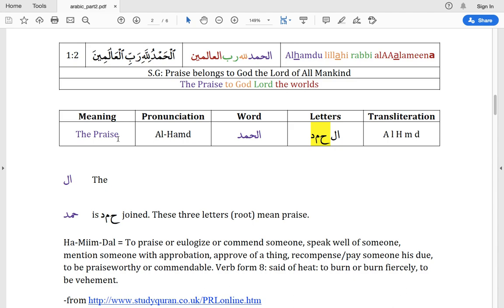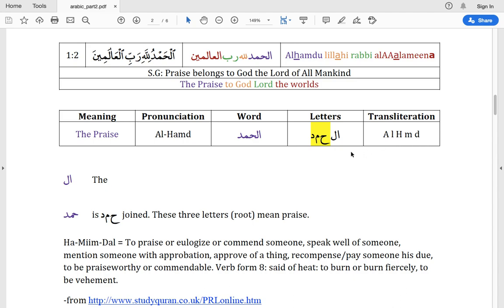So we're going to take the first word here, Alhamd. Again, Alif, Lam, Ha, Mim, Dal. The transliteration is also available for you. If you get stuck on the letters, you can go back up and look at the table and find out what letters correspond with these Romanized letters here.